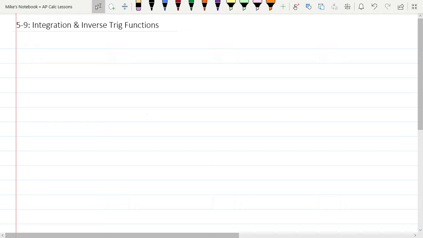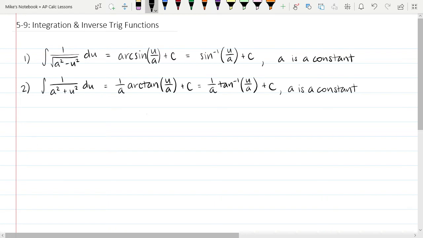So this is what they look like, and they are slightly different from the derivative rules. So make sure that you memorize these. And I did write them both ways, both as arc and inverse, just to make sure you've seen both. So for the first one, we have the integral of 1 over the square root of a squared minus u squared du, where a is a constant. And that's going to be the arcsine of u over a plus c, or alternatively, the inverse sine of u over a plus c.